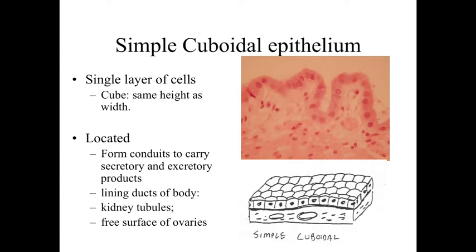The second epithelia we'll look at are the simple cuboidal epithelia. Simple for a single cell layer thick. Cuboidal, so they're cubes. They have about the same height and width, and in general they have rounded nuclei. When we look at regions of the body that have a simple cuboidal epithelium, we find that they're forming conduits or duct systems, generally for carrying secretory or excretory products. So lots of ducts of the body are lined by a simple cuboidal epithelium. Sweat gland ducts, kidney tubules. We're also going to find this simple cuboidal epithelium as a protective mechanism along the free surface of the ovaries.